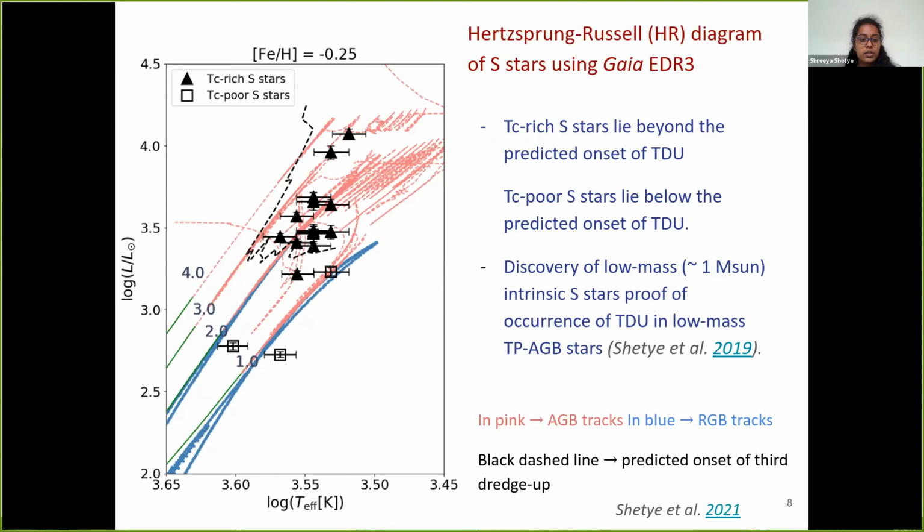Another highlight from this HR diagram was the discovery of low mass intrinsic stars. These are stars with sun-like masses and sun-like metallicities showing technetium features and also abundances of other S process elements. So this is a hint that the third dredge-up is also active in these low mass and low, solar-like metallicity stars. And this was not accounted for by the TP-AGB models so far. So this is a nice feedback to the TP-AGB models and a nice constraint on the third dredge-up occurrence.